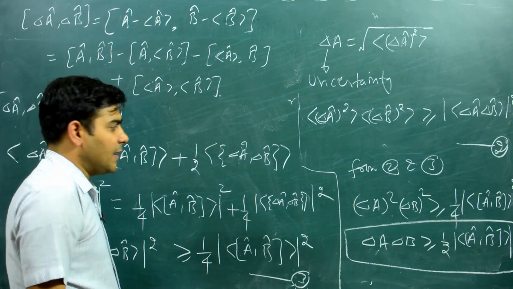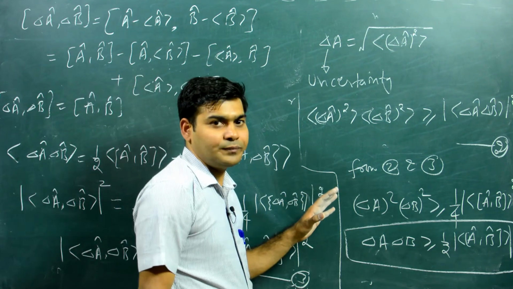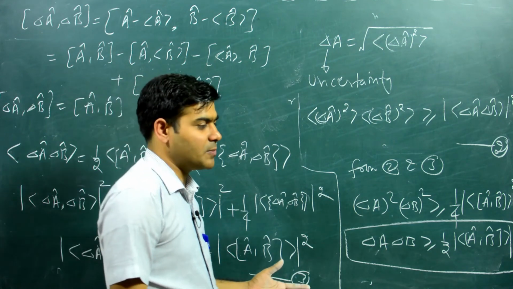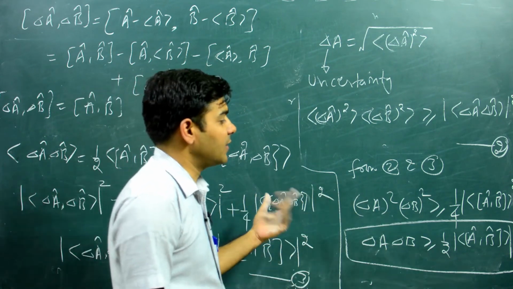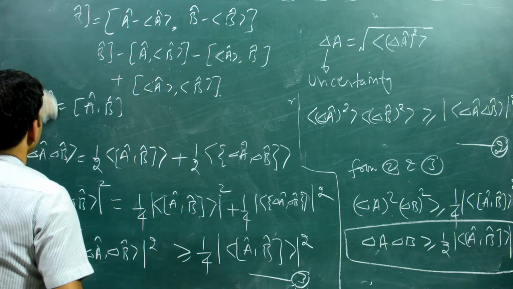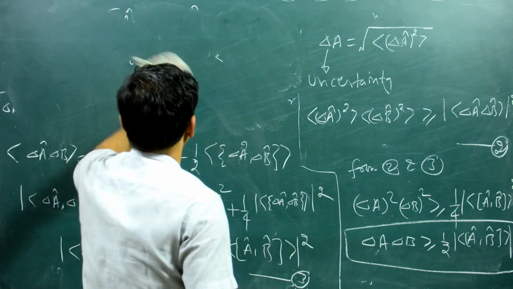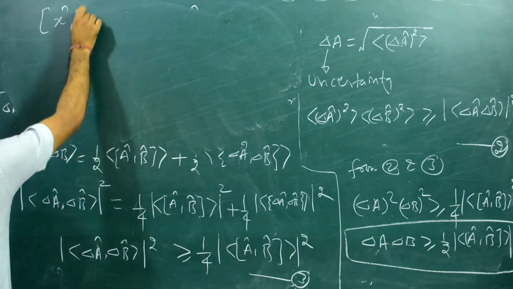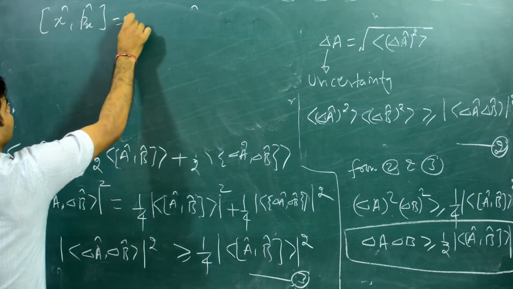Now, how do we relate this to the very famous, more familiar form of the Heisenberg uncertainty principle, that is delta x delta p_x greater than or equal to h cross by 2? We know that in quantum mechanics, we have already derived the result that the commutator of, for example, x hat and p_x hat is equal to i h cross.